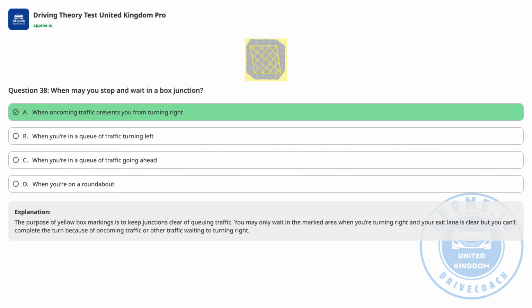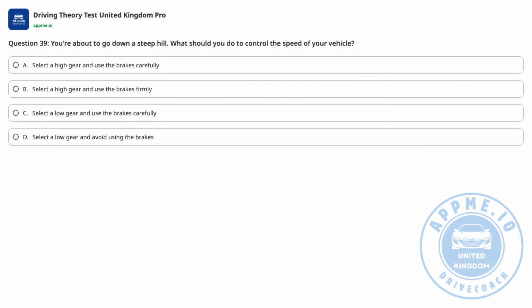The correct answer is A. Question 39. You're about to go down a steep hill. What should you do to control the speed of your vehicle? A. Select a high gear and use the brakes carefully. B. Select a high gear and use the brakes firmly. C. Select a low gear and use the brakes carefully. D. Select a low gear and avoid using the brakes.